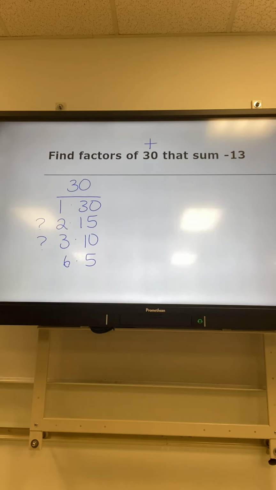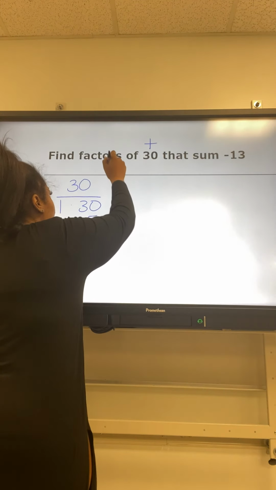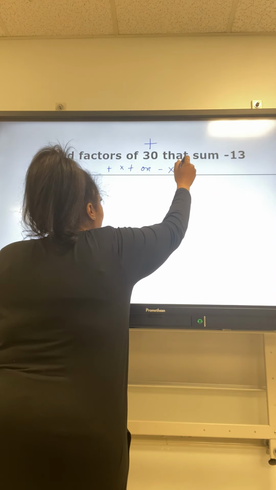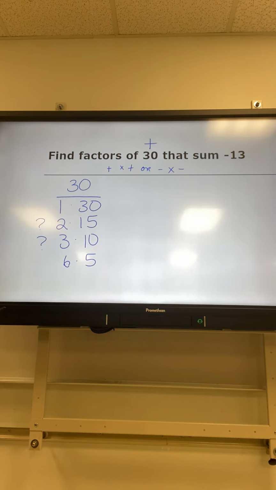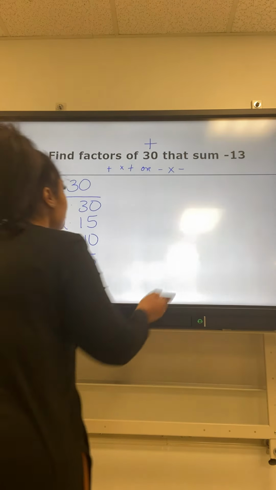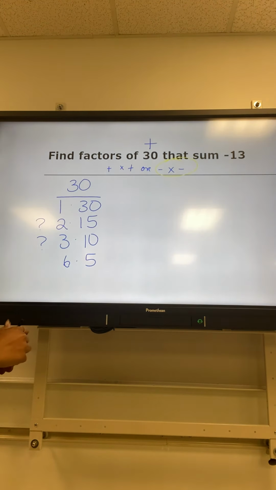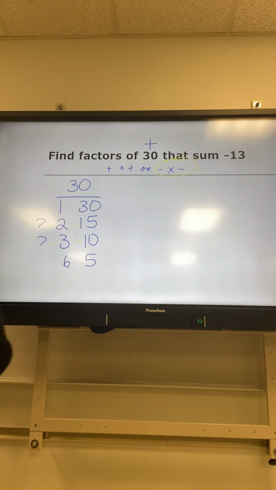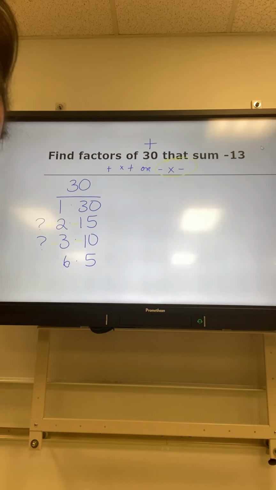Now the factors means that we multiply. So the only way to get a positive number when we multiply is if we multiply a positive times a positive or a negative times a negative. So it looks like because my sum is negative 13, instead of positive numbers, I'm going to need negative numbers. So that means I'm going to need my factors to be negative, because a negative times a negative will give me a positive, but when I add them, it will say negative. So I'm going to make these negative and see which ones sum to negative 13.